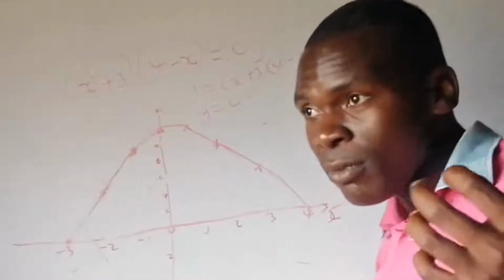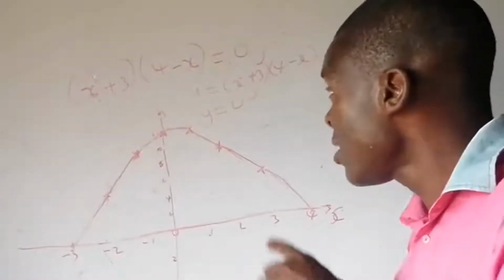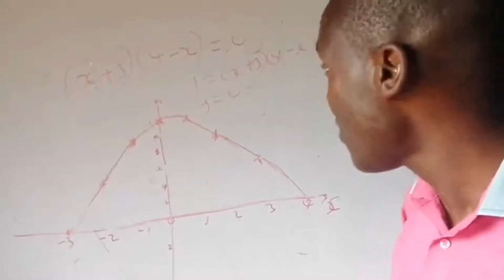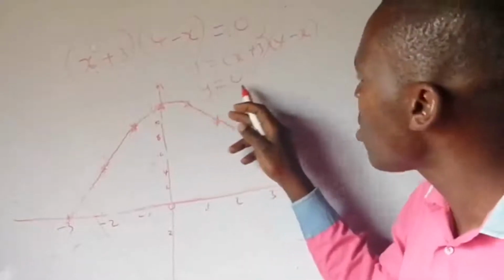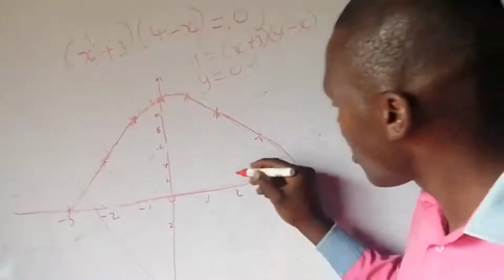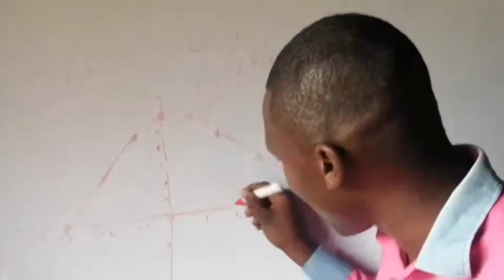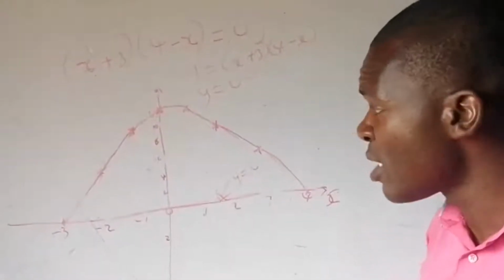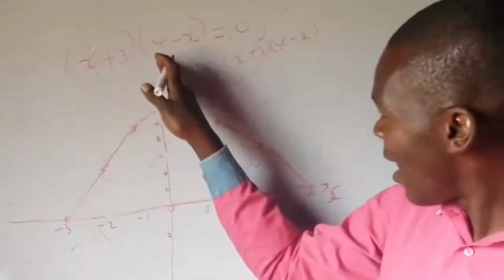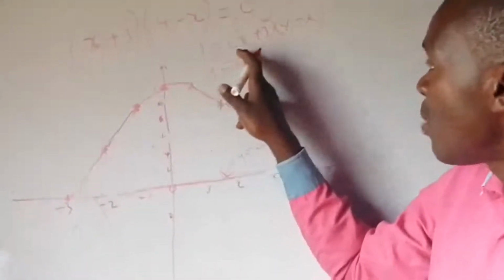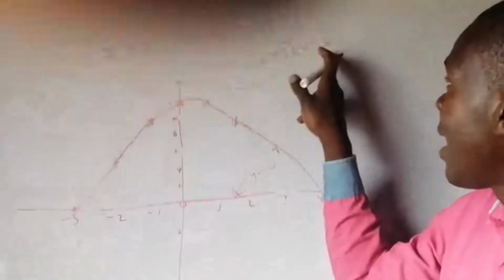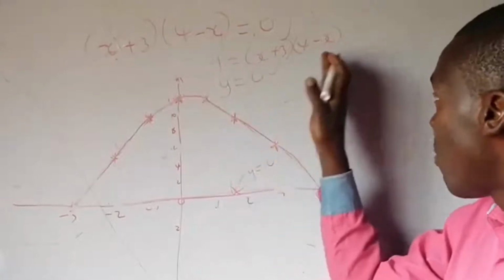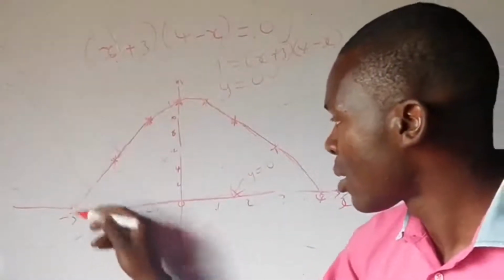Recall the first lesson we did on drawing straight line graphs. The line y is equal to 0, remember, is the x-axis. So this is the line y is equal to 0. The solution is found where the function y is equal to (x plus 3)(4 minus x) and y is equal to 0 intersect.